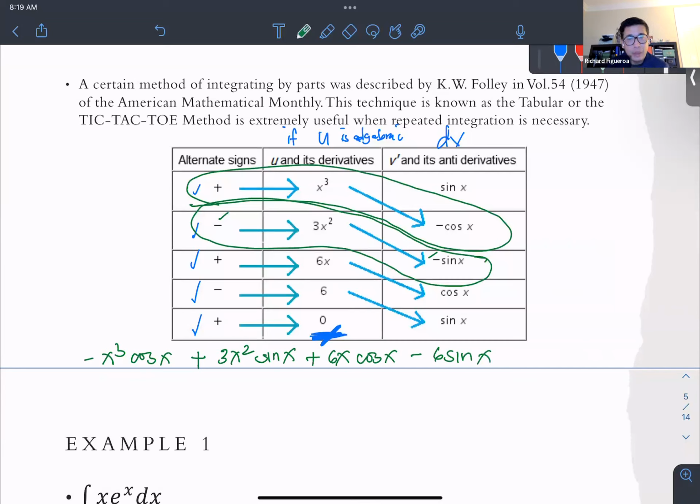So base doon sa table na na-form. Na-form yan kasi derivative ng x cubed, it's 3x squared. Derivative ng 3x squared, it's 6x. Derivative ng 6x, it's 6. Derivative ng 6, it's 0. Naman, nag-integrate naman tayo. Integral of sine, it's negative cosine. Integral ng negative cosine, it's negative sine. Integral ng negative sine, it's positive cosine. Integral ng cosine, it's positive sine. Okay, so that's how we use the algebraic or the tabular method.